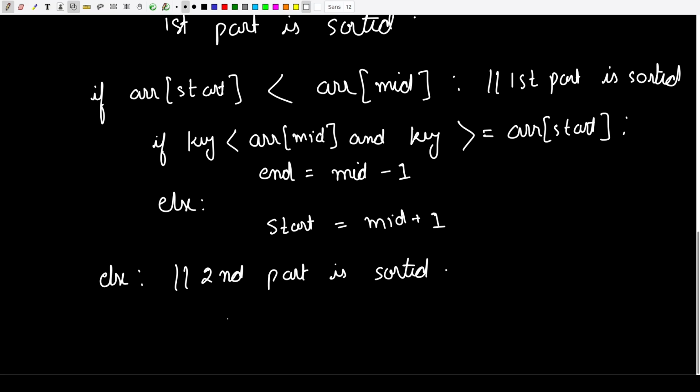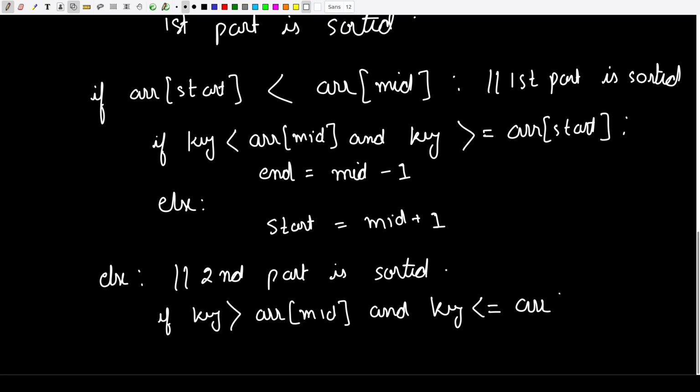Similarly, if the second part is sorted, then we are going to check whether the key lies in the second part or not. So if key is greater than arr[mid] and key is less than or equal to arr[end], then in such case we are sure that the key lies within the second part of the array between mid to end. And in such case, all we have to do is update our start pointer. So start will be equal to mid + 1.